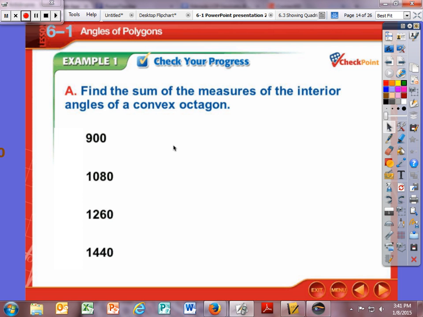Now that you've attempted it, let's take a look. The sum of the measures, anytime you see that word sum, we're going to use n minus 2 times 180. So take a look. An octagon has 8 sides, so 8 minus 2 times 180 is 1080.